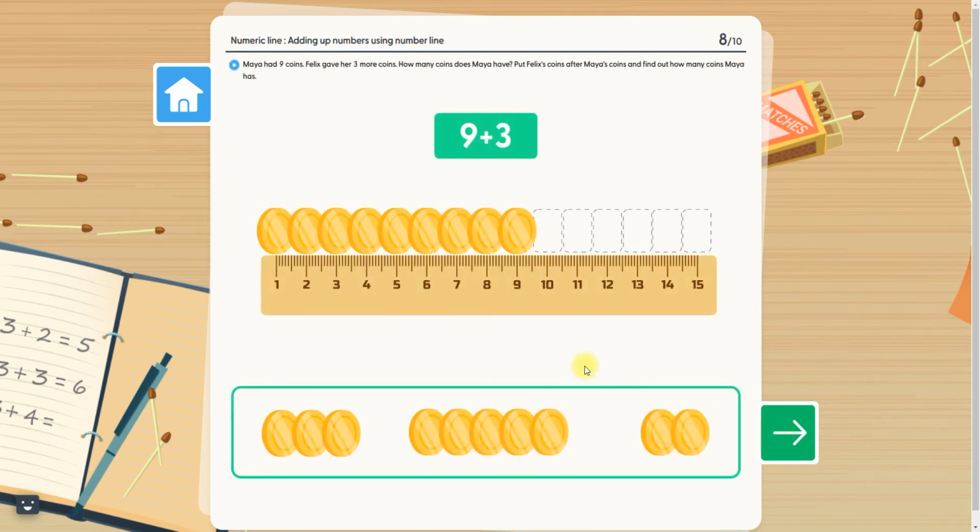Maya had 9 coins. Felix gave her 3 more coins. How many coins does Maya have? Put Felix's coins after Maya's coins, and find out how many coins Maya has.